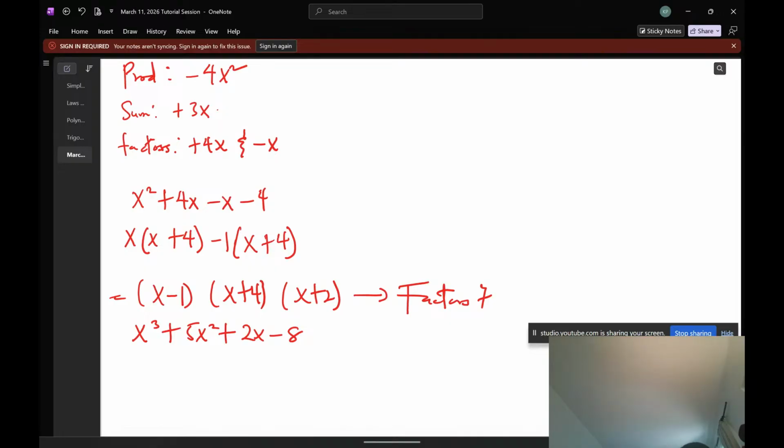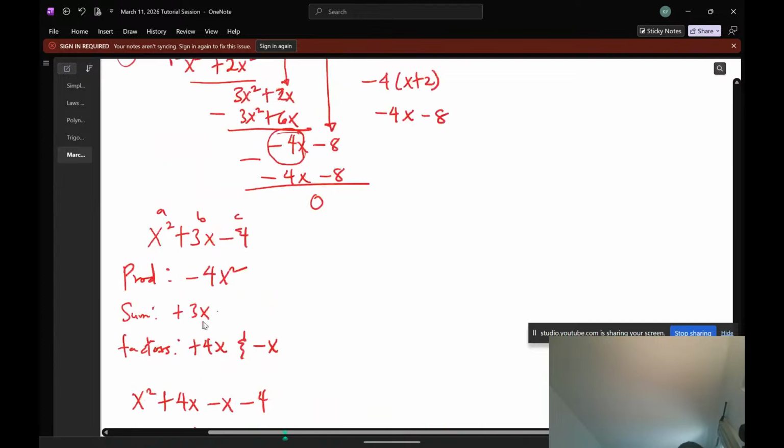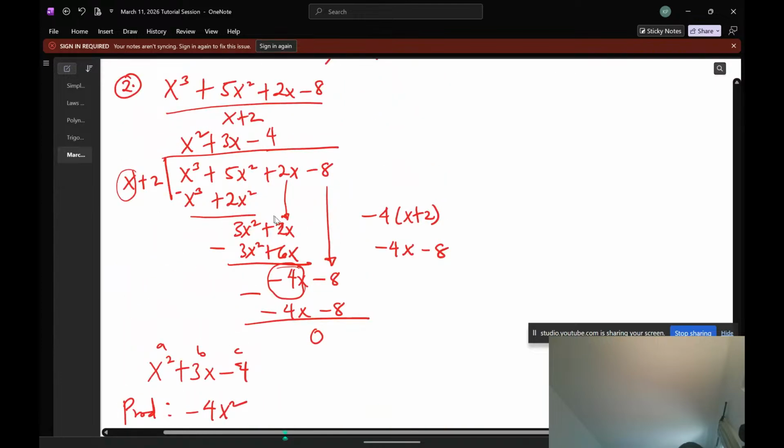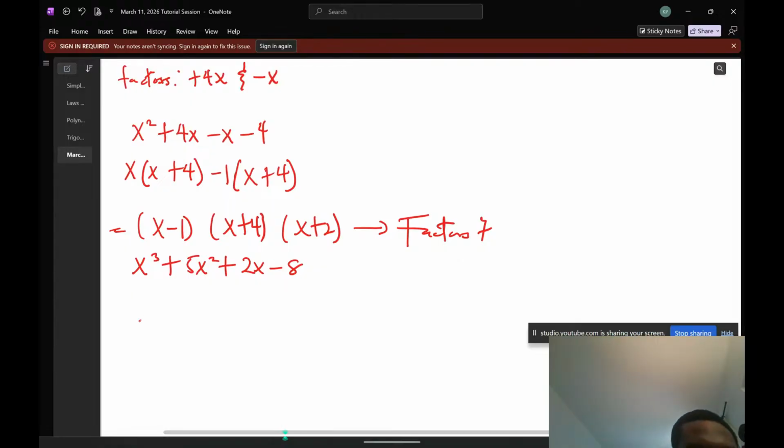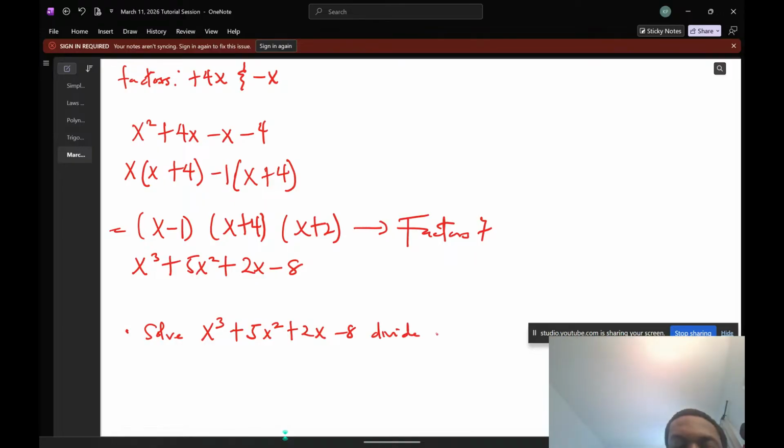So I want to try one by synthetic division. Let me try to divide x cubed plus 5x squared plus 2x minus 8 by x plus 2. So this one is by synthetic division. This one is a little different from long division.